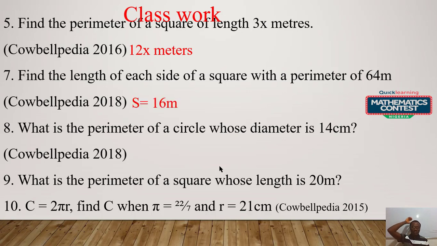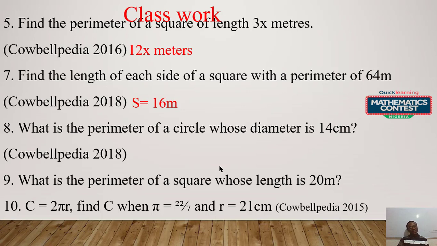The second one, find the length of each side of a square with a perimeter of 64. To get the length is perimeter divided by 4. So 64 divided by 4 will give us 16. So that is how we got 16 meters.